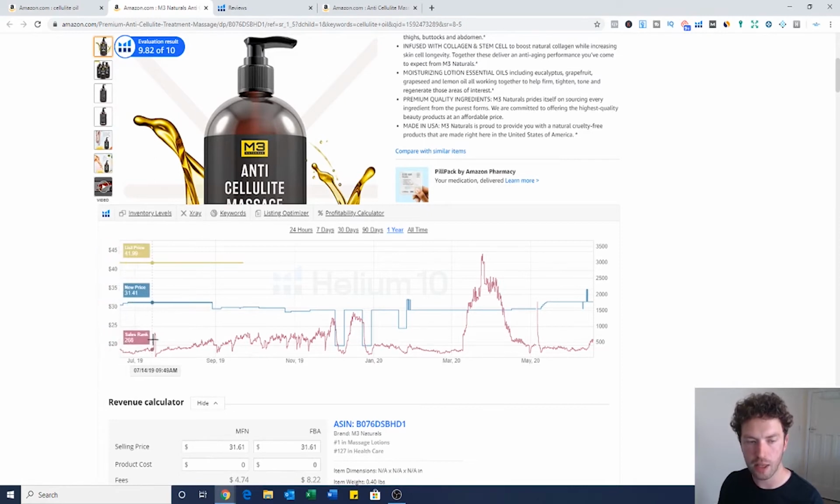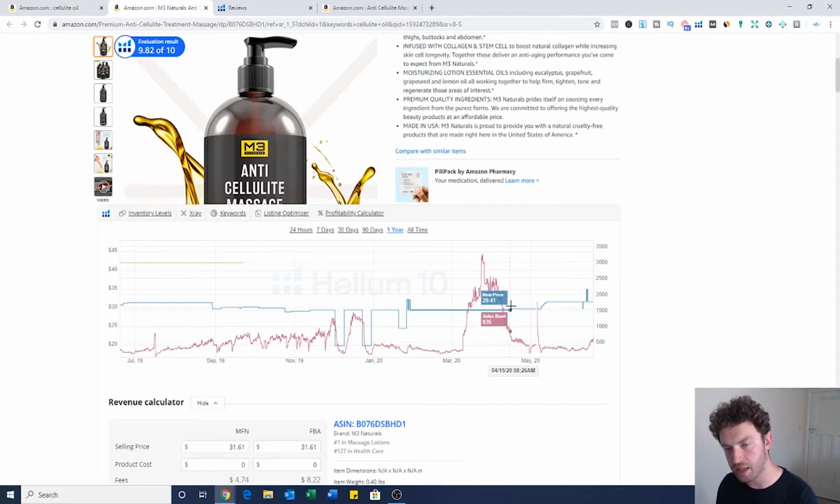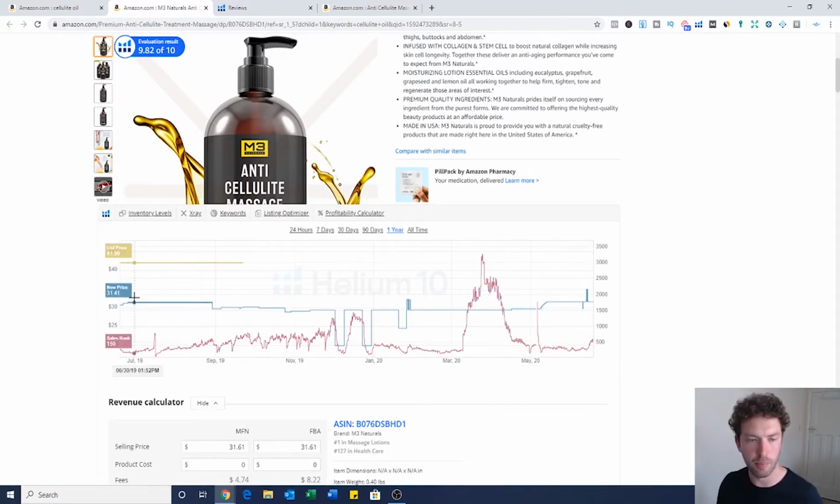So the lower this pink line is, the more sales this product has made at that time. So when you see big spikes like this and it's gone up, it means it's selling less. And when it's coming down like this, it's selling more and more units. The blue line is the price level. So when it drops, the price drops, and when it goes up, the price increases. So this is a useful graph to look at to qualify your product research.